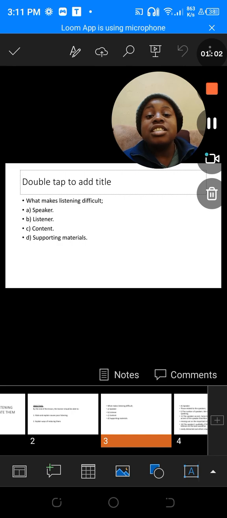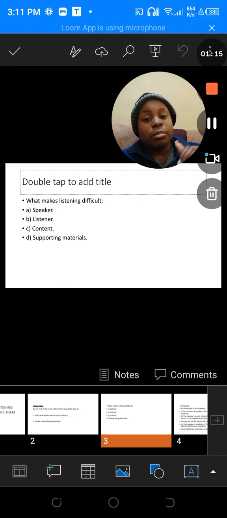The first thing is the speaker. The speaker may make listening very difficult. Let's say, for example, the speaker uses a low voice while speaking and the audience is very big. Let's say the speaker is talking to an audience of 200 students and the voice is very low. The speaker is not very audible. That means the people at the back will not be able to hear him or her, and that will make listening very difficult.